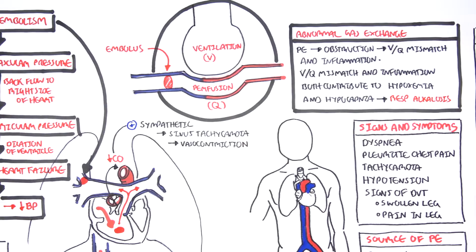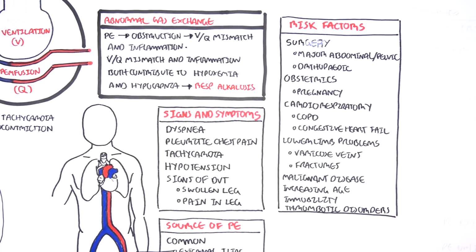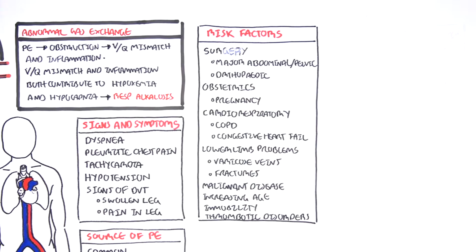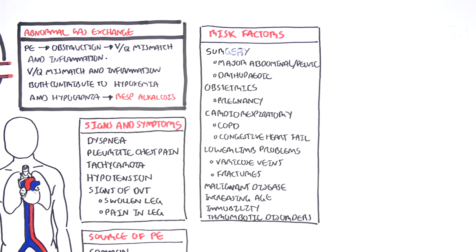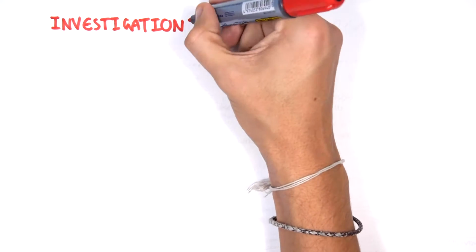So a person presenting with pulmonary embolism-like symptoms may come in. But how do you know it's pulmonary embolism? And how do you rule out other differentials? Well, investigations can be performed, which is what we will look at next. So investigations.